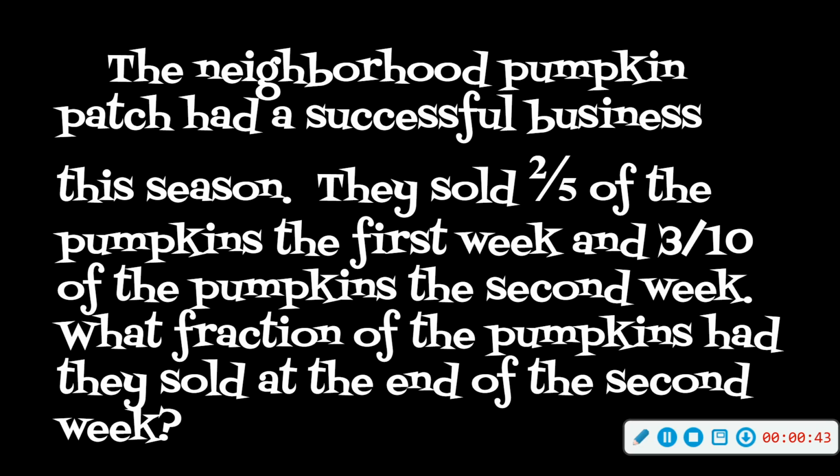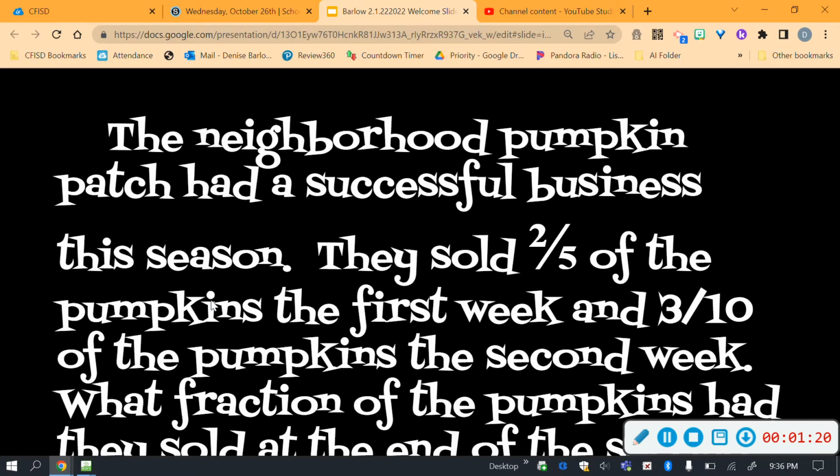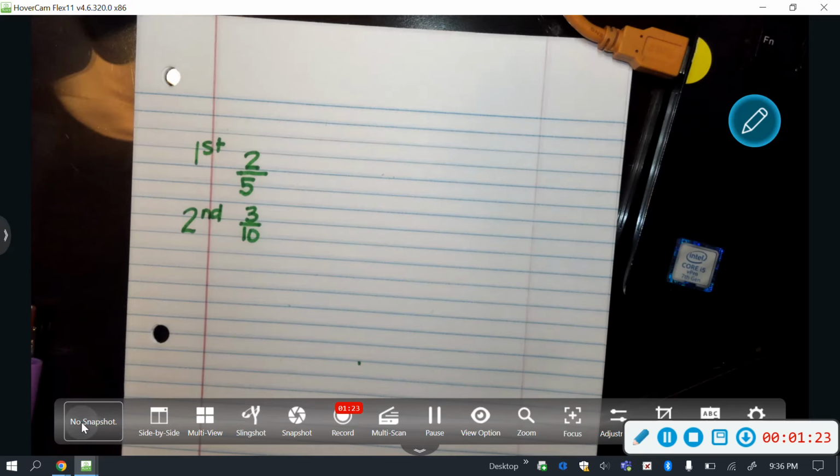Alright, so the first thing that I need to do is jot down some information regarding how many pumpkins they sold. Before I flip my camera over, on my paper I'm going to write the number 1 first, and jot down 2/5 because that's what they sold the first week. Underneath that, I'm going to write a 2 for second week, and jot down 3/10. Now that I have that information, I'll flip my camera over so that we can all see what I've written down.